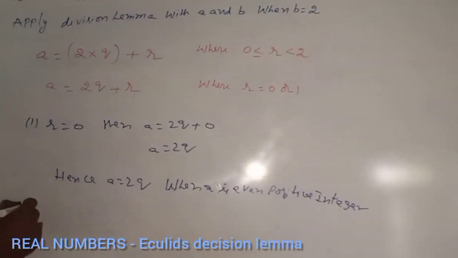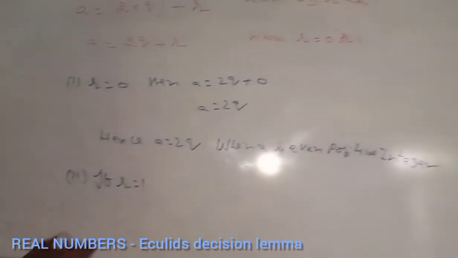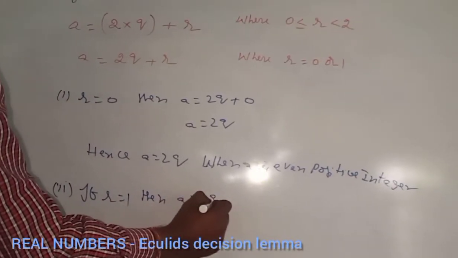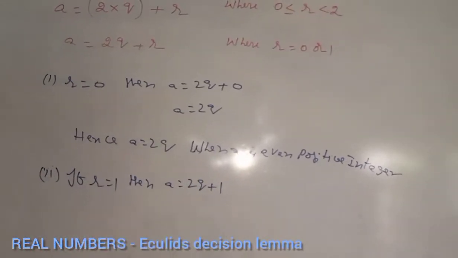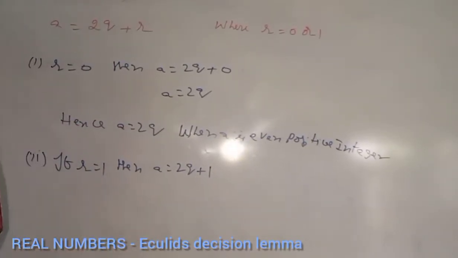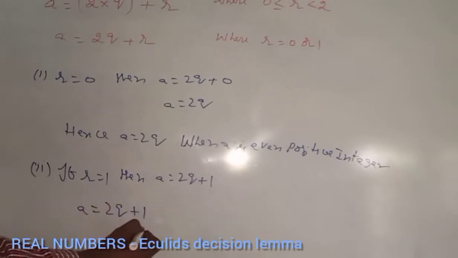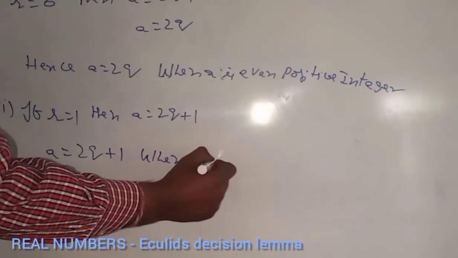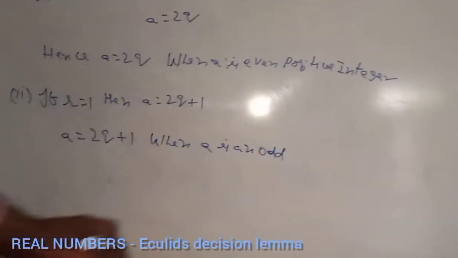And second, if R is equal to 1, then A is equal to 2q plus 1. The remainder is 1; when the remainder is 0 it is even, when the remainder is 1, that means it is an odd number. So A is equal to 2q plus 1 when A is an odd positive integer.